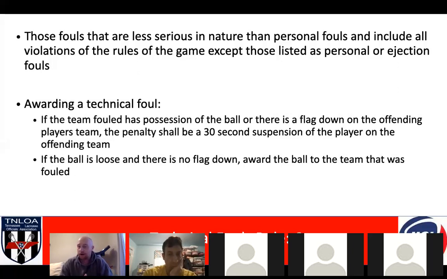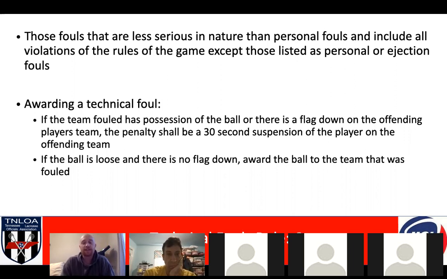The technical foul covers all fouls that are of a less serious nature than personal fouls. And they include all violations of the rules of the game except those listed as personal fouls or ejections. What this is basically stating is anything that's not a personal foul or ejection is a technical foul.